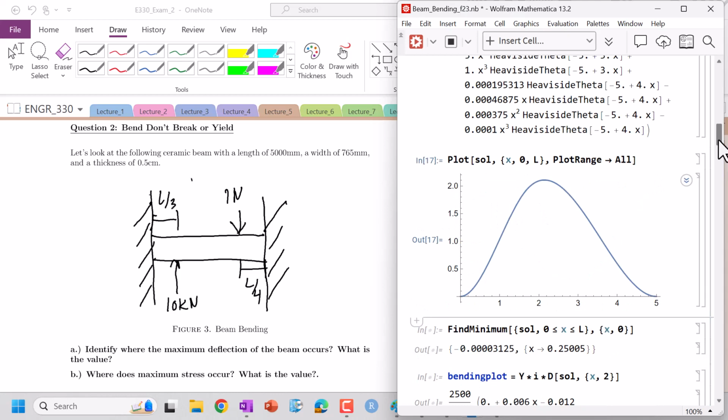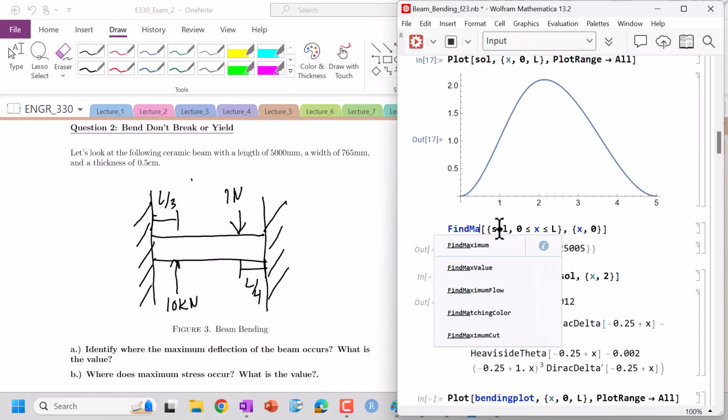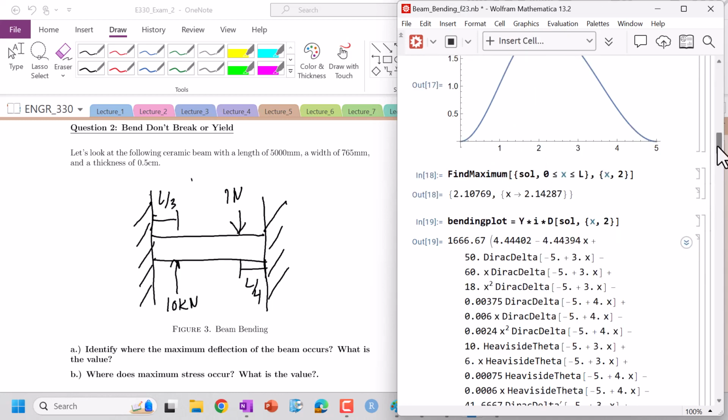And this makes quite a bit of sense. So where does the maximum displacement occur? Instead of find minimum, we're going to do find maximum. And let's help it out by starting at x of 2. 2.1 looks pretty good. So that's our value for our maximum displacement.